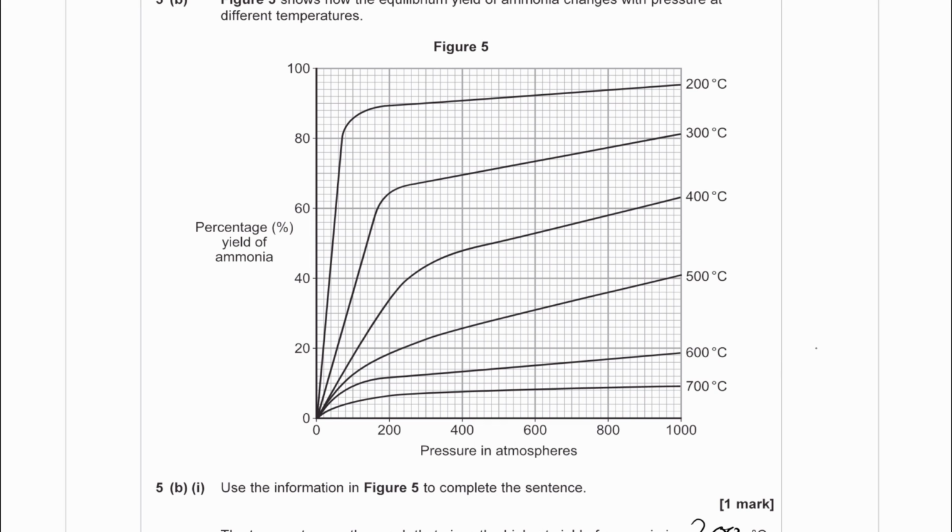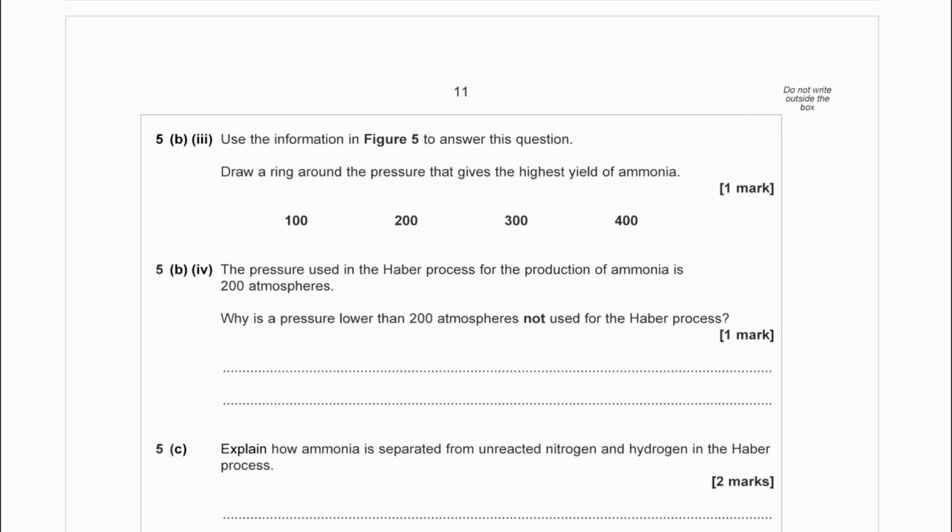So all we need to do is have a look at the graph and say which pressure gives the highest yield, and you can clearly see that as the pressure goes up, the yield is going up, right? That's for every graph, even though it flattens off and starts to go up slower. The highest yield is going to be for every single graph at 400 atmospheres. So I'm going to go down and I'm going to draw a ring around 400.